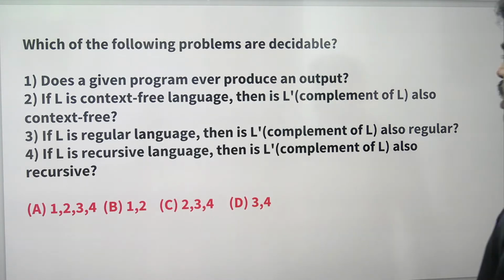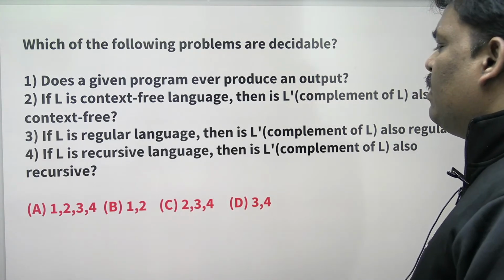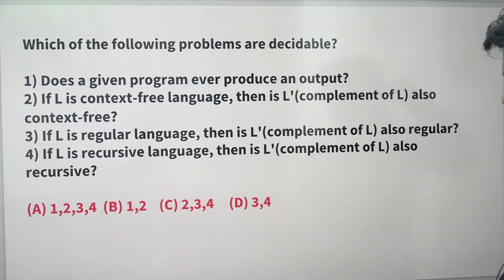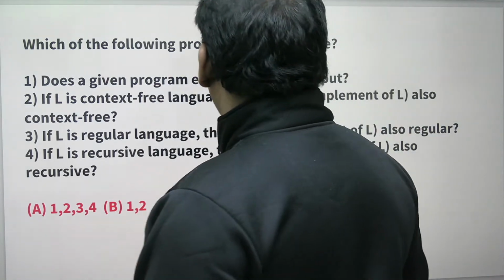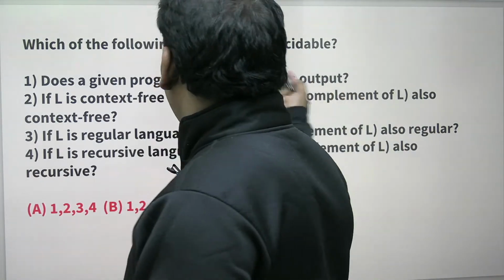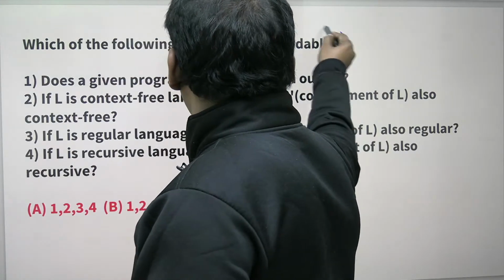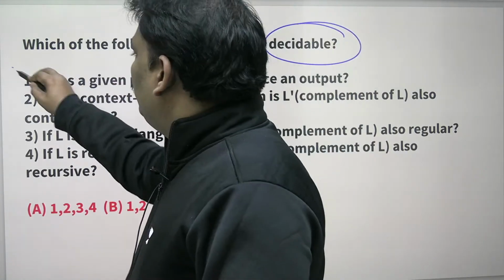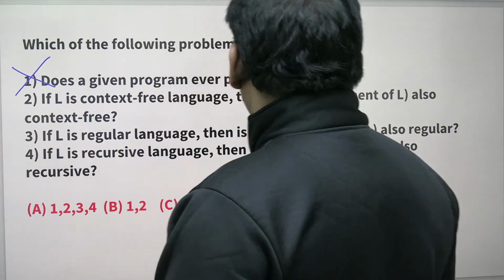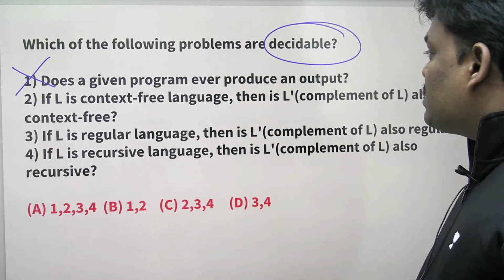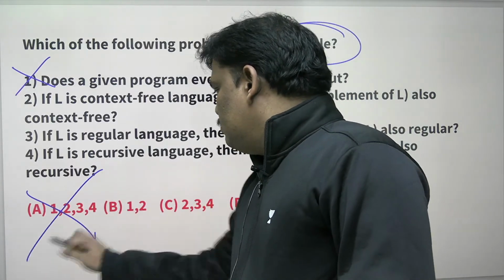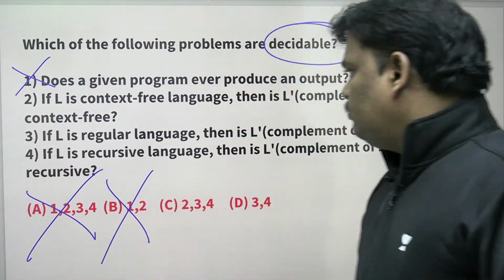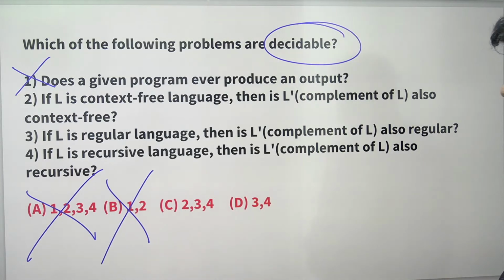Does a given program ever produce an output? This is something like the halting problem of a Turing machine, which is undecidable. Halting problem of a Turing machine is undecidable. He is asking which is decidable, and this one is undecidable, so wherever one is there, delete it. The answer is either C or D.